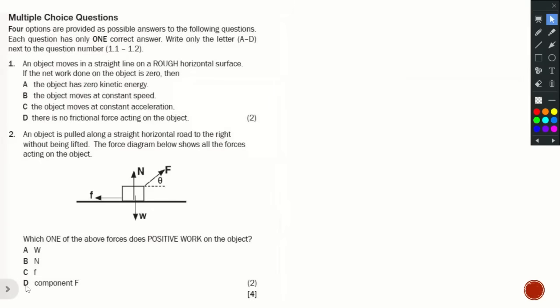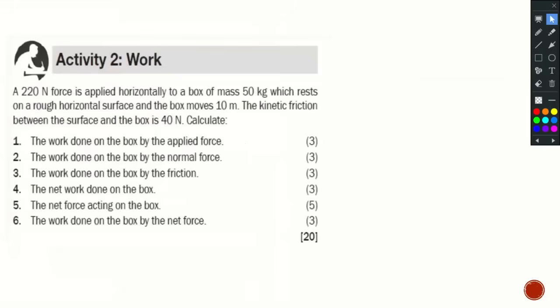Okay, then let's proceed with the questions. We have activity 2 on work. It says a 220 Newton force is applied horizontally to a box of mass 50 kg, which rests on a rough horizontal surface. Note that: a rough horizontal surface, meaning there's frictional force. And the box moves 10 meters. That's the displacement. The kinetic friction between the surface and the box is 50 Newton. And they say calculate that.